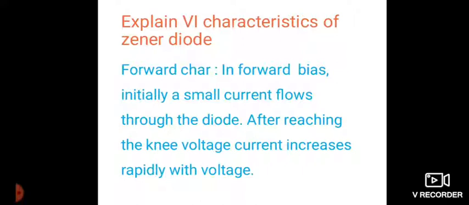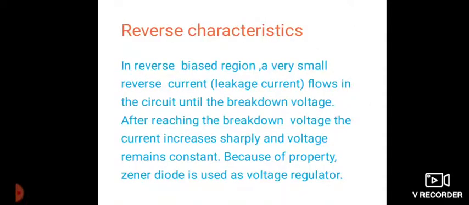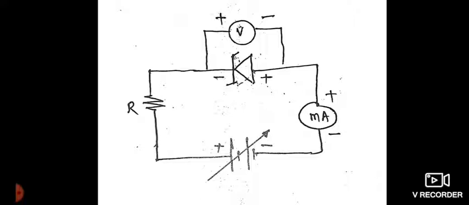Again, the same: forward biasing is nothing but connecting the positive of the battery to the positive of the Zener diode, and the negative of the battery to the negative of the Zener diode. During forward bias, the characteristics are the same as those of a semiconductor diode, and the circuit diagram for forward biasing of the Zener diode is shown here. Then, for the reverse characteristics, the circuit diagram is shown in the slide here. The positive of the battery is connected to the negative of the Zener diode, and the negative of the battery is connected to the positive of the Zener diode.